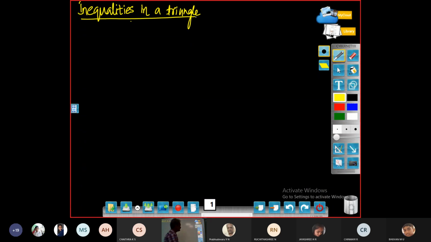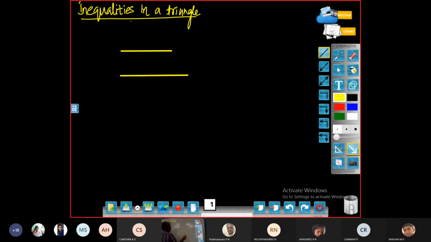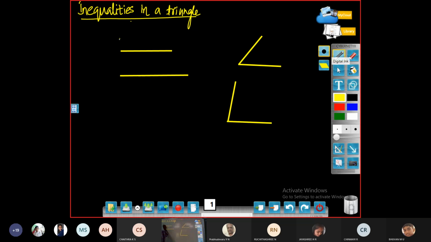So let us understand what that inequality is. I am going to draw two line segments here. You can take this as one line segment, another one like this. Then we can draw angles like this. We call this AB. This is PQ. You can call this angle ABC. This is angle PQR. And you look at these two angles and the sides here, you can write that PQ is greater than AB. We write like this.